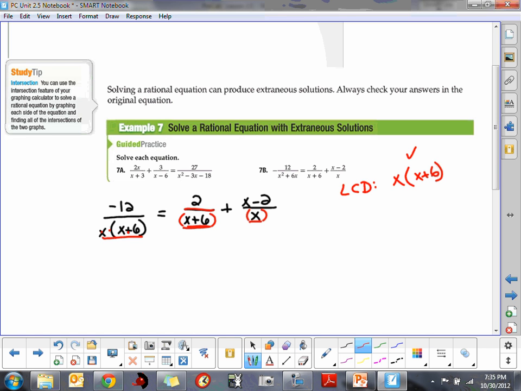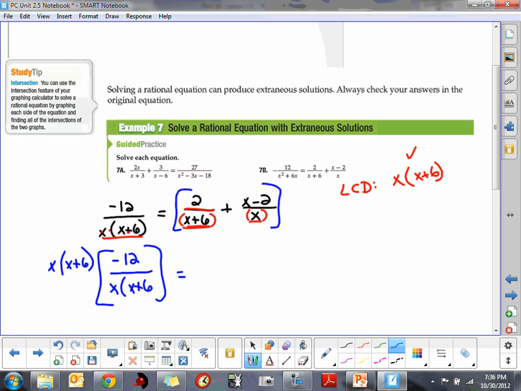So really what we're doing is we're multiplying both sides of this equation times x plus 6 times x. So x times x plus 6 times, and over here we've got negative 12 over x times x plus 6 equals, now I want to take this entire right side, so I'm going to put it in parentheses, or grouping symbols, 2 all over x plus 6 plus x minus 2 all over x. We want to take that times our least common denominator, which is x times x plus 6.